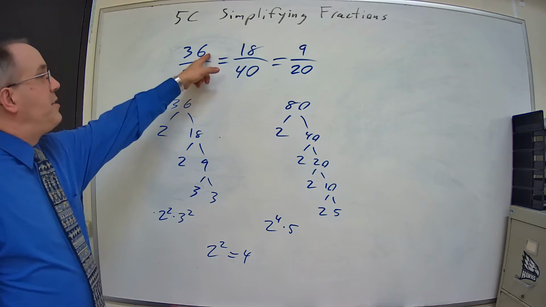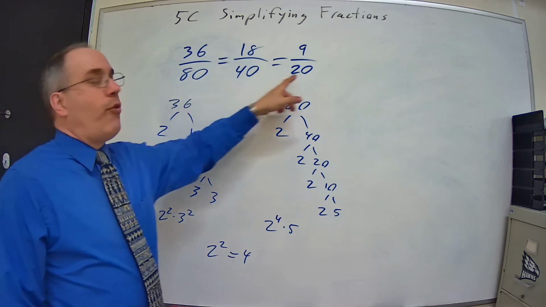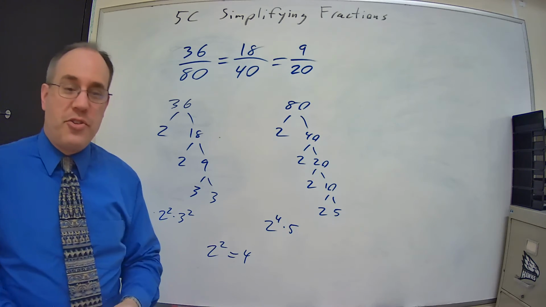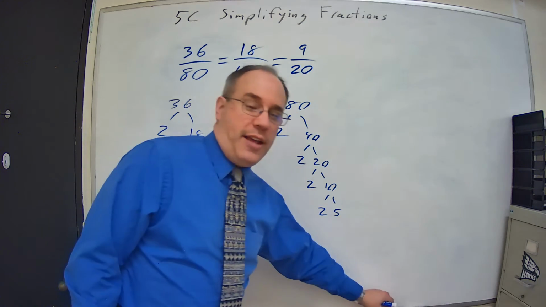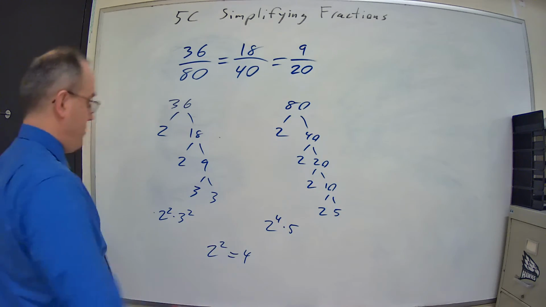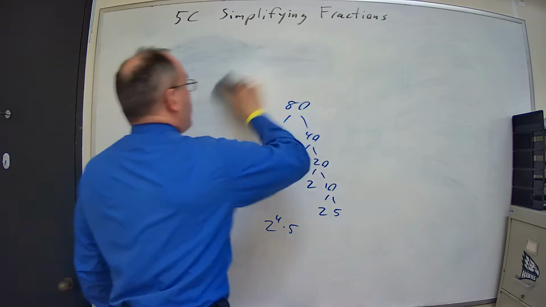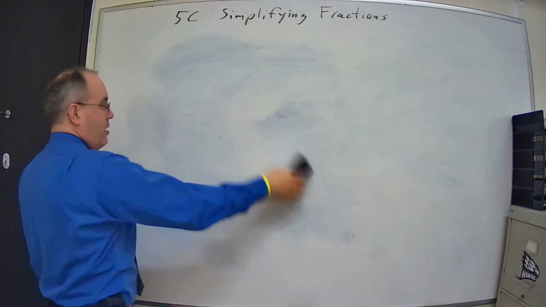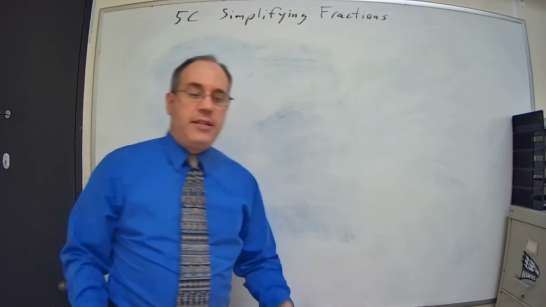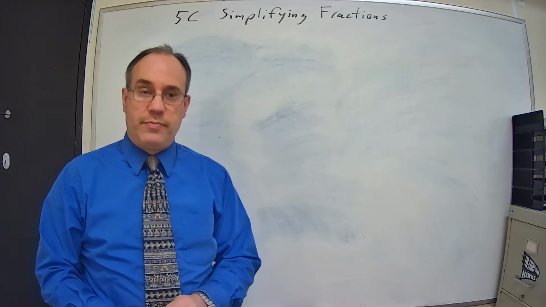Notice that 36 divided by 4 is 9. 80 divided by 4 is 20. So you can use prime factorization to simplify. And that's pretty cool. Does that mean that you have to use prime factorization to simplify? No. In fact, many times people will just start pulling things out and see what happens.